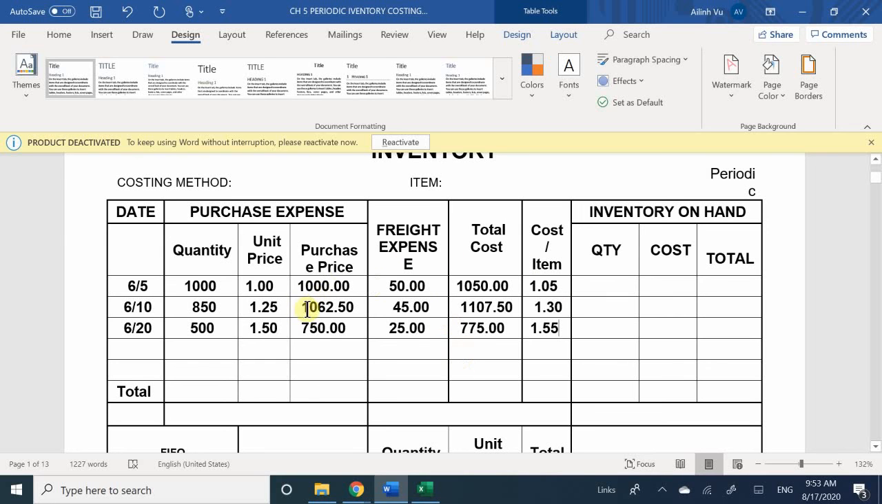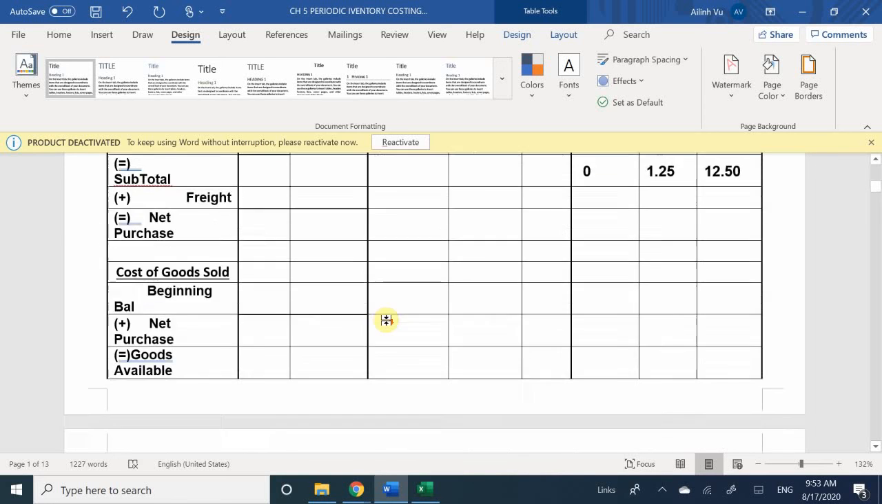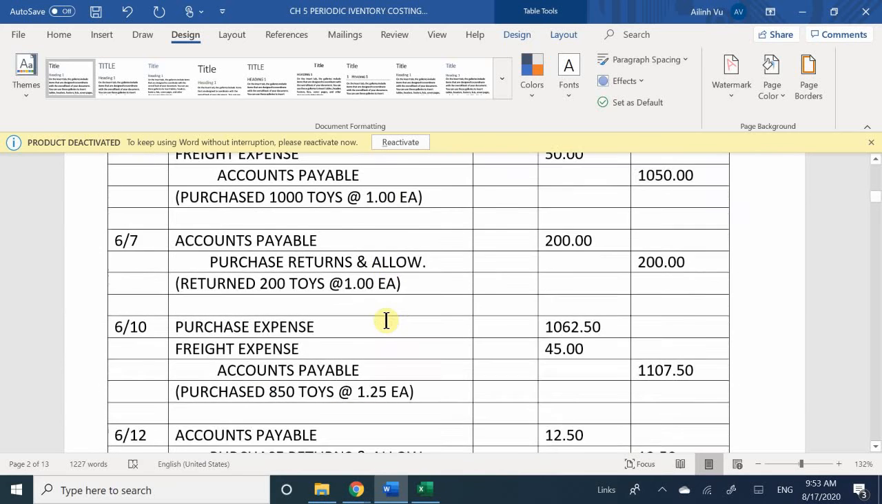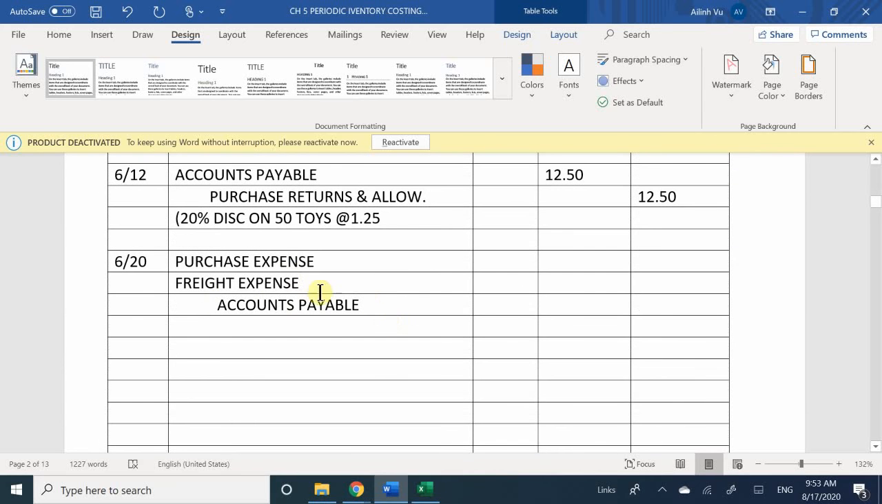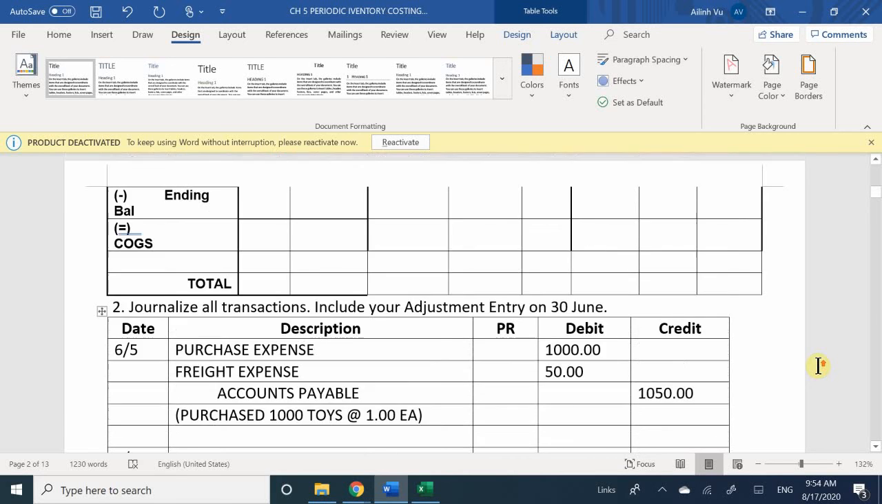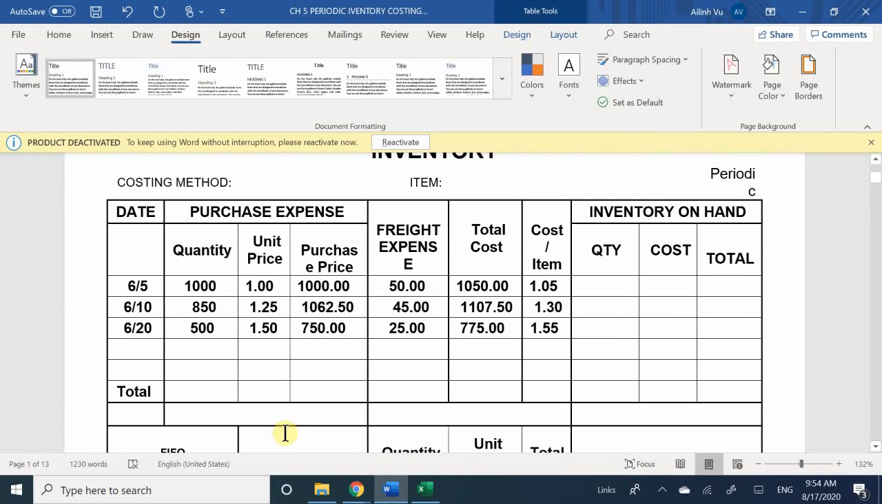Okay. And then here, now that I solved for it, now I can go ahead and bring it down to my journal. So I got $7.50 and $25. All right. So what was my purchase expense again? $7.50. My freight expense was $25. Therefore, what is my total accounts payable here? $7.75. Because we filled out all that information right here.